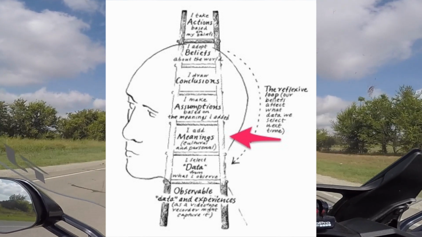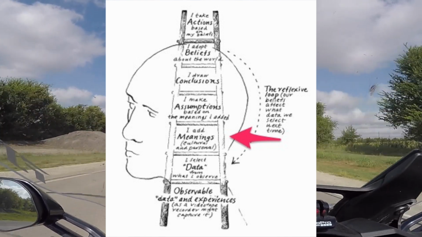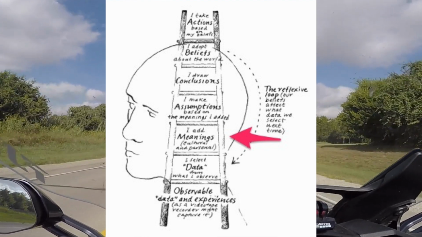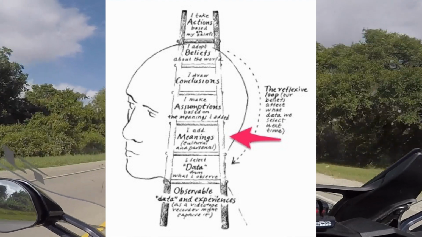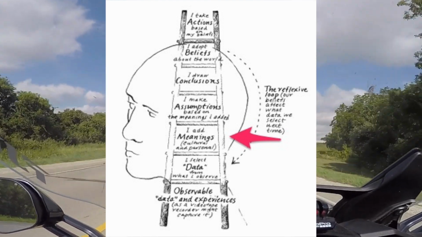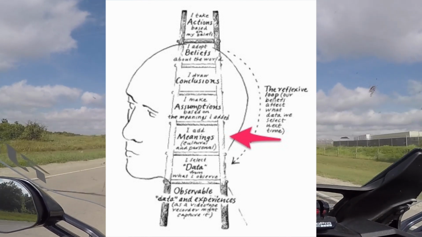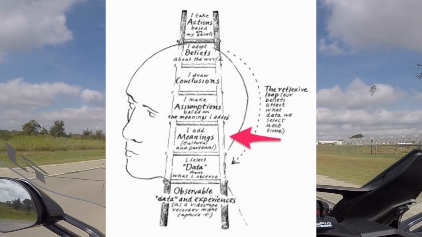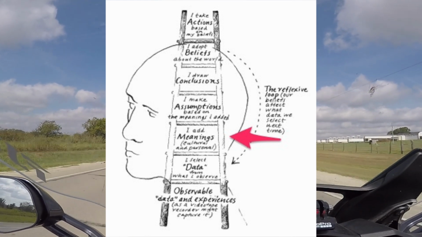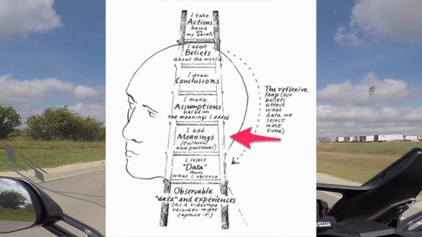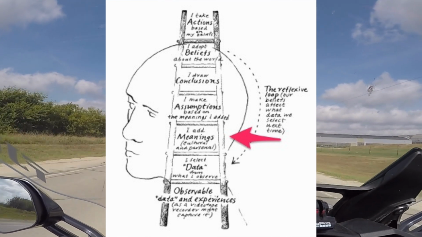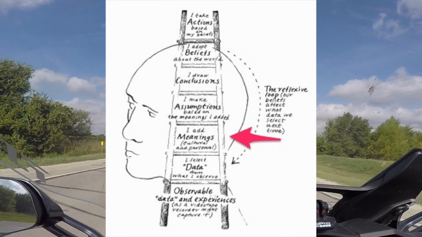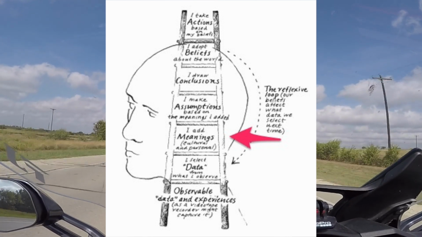So let's stop right here and go back to the bottom. Observable data. We're sitting in a meeting. Susie walks in late. She sits down, takes out her cell phone, and starts looking at it and tapping on the keys. From that situation, you select the data that Susie arrived late and is not paying attention to the speaker and is on her cell phone. You immediately add meaning to that because those actions that Susie's taking have meaning for you. It means that Susie's not interested. Or you may say it means that Susie is rude and disrespectful.